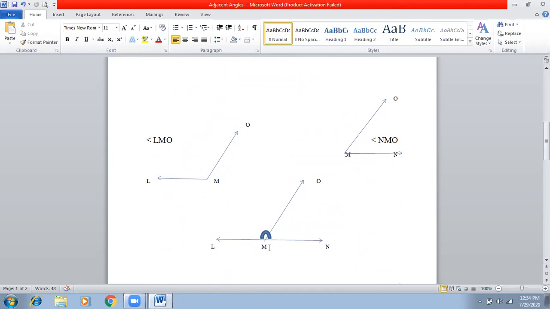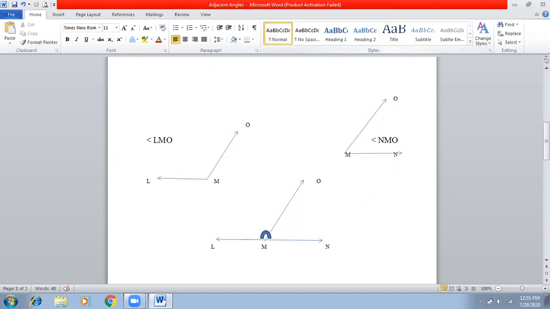This is a supplementary angle, and I have drawn a ray between the angle that again divides the straight angle into two angles. This one and this one. Can you see the two angles? This one angle is NMO and the second angle is LMO. So again I have divided these two angles like this, broken the angles. One angle is LMO, and the other angle is NMO.